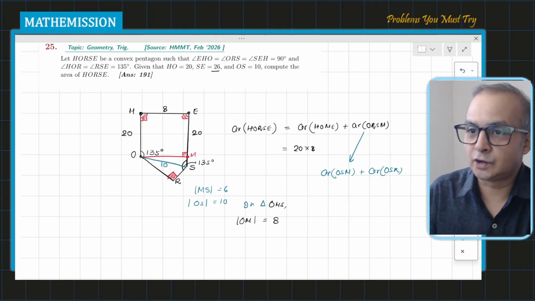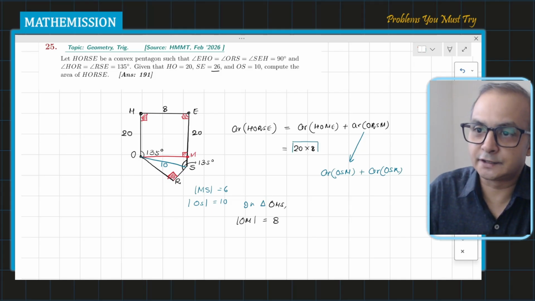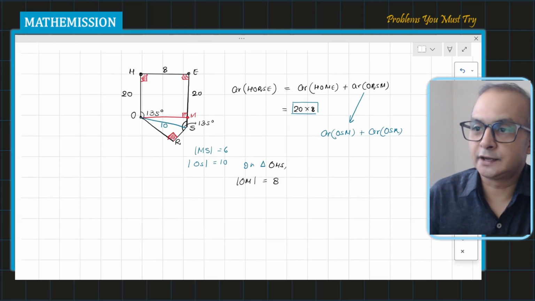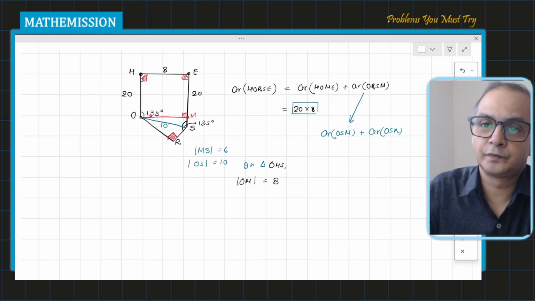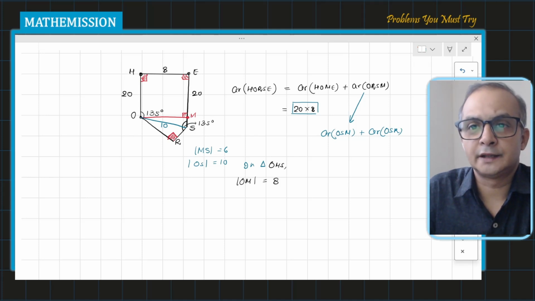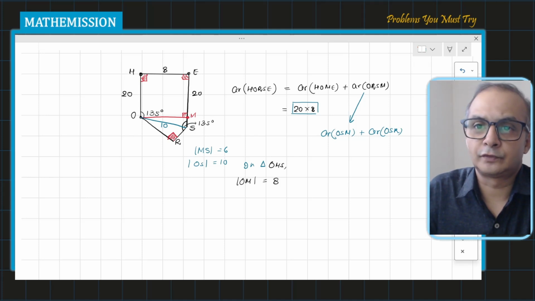Now I have to find two other areas, the OSM and the ORS. So these two triangles I have to find. Let's first find OSM. What is OSM? This is also a right angle triangle. Even the ORS is also a right angle triangle. If you are able to find the side lengths of these triangles, then it will be easy to find the area. How do you find the side lengths?